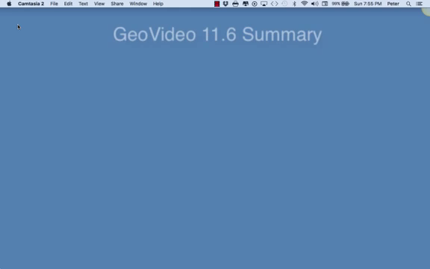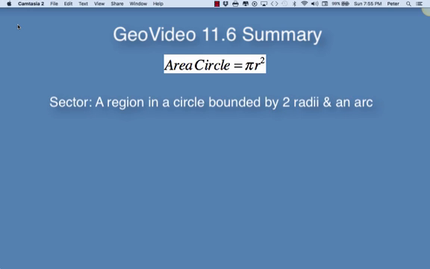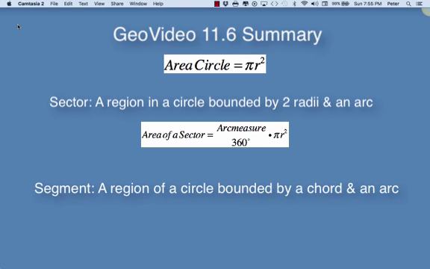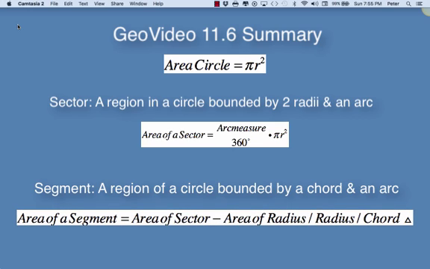Okay, in this video we reviewed the formula for the area of a circle, and then we talked about the definition of a sector and reviewed the formula for finding the area of a sector. And then we looked at how those applied to a new figure called a segment. We looked at what the definition of a segment was, and then a method for finding the area of a segment.